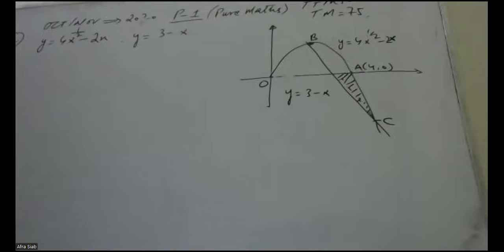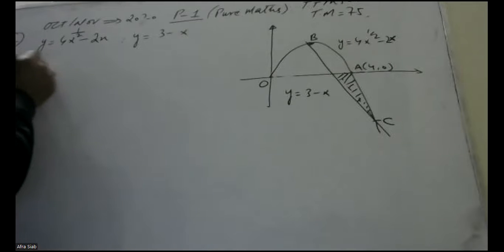The curve y equals 4x^(1/2) minus 2x, and the line y equals 3 minus x, meet at the points B and C, where A has coordinates (4, 0), which lies on the curve, and the area below the x-axis is shaded there. First, you have to calculate the coordinates of B and C, the x coordinates of B and C there.